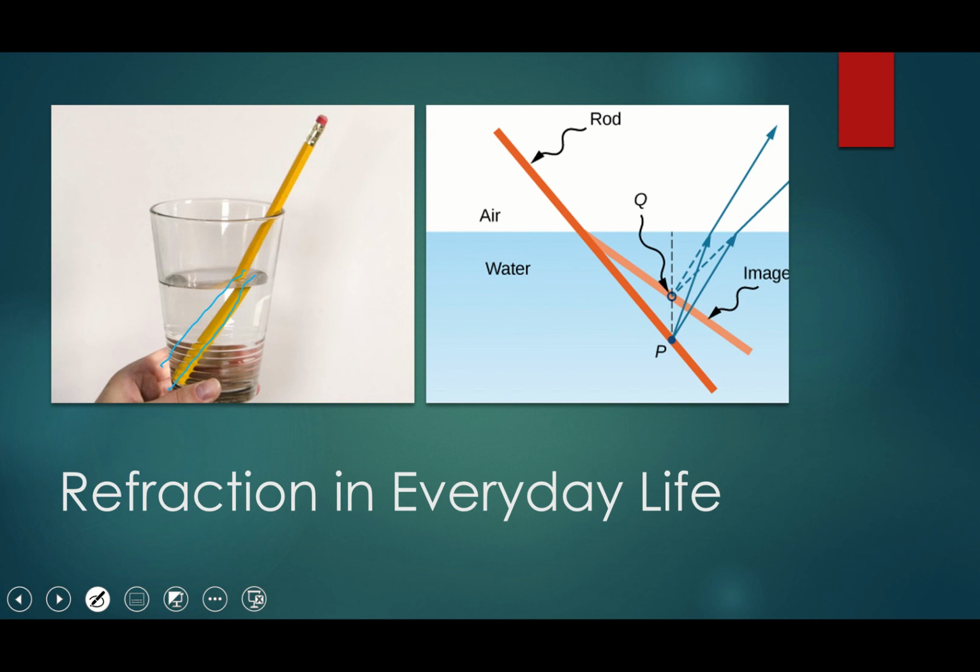Okay, this diagram, if you'd like to take a look at that for a second, kind of explains what's going on as the pencil is down in the water and the light is being refracted at an angle that makes it appear as if it's broken.